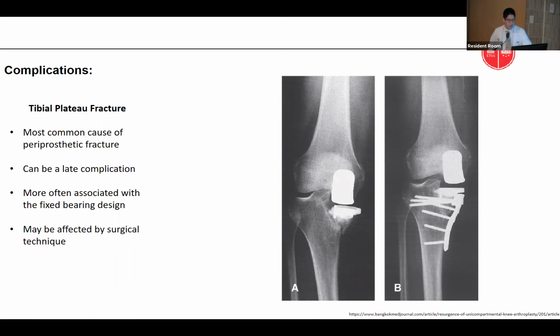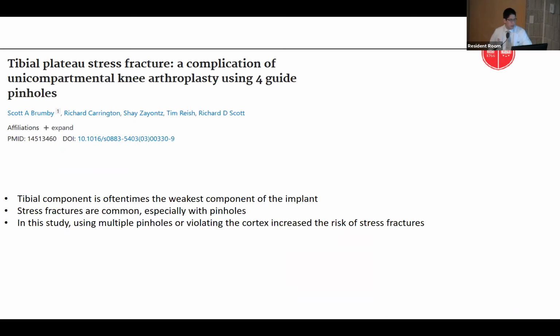And surgical technique often has a big role to play in this. One of the studies I found was this case series by Dr. Brumby, and he found that one of the causes that can lead to increased rates of tibial stress fractures is using too many pinholes or violating the cortex when you're using the pinhole. So again, just to emphasize how much surgical technique can really play into the outcomes of these patients.